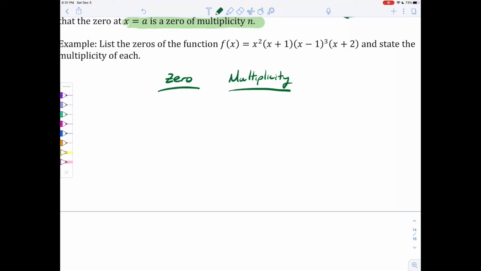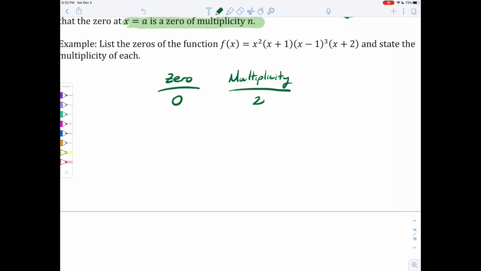So one of those is what makes this thing equal to 0. So if x is 0, then this is 0, making this whole product 0. So there you have it. The multiplicity of that is right up here, so that's 2.